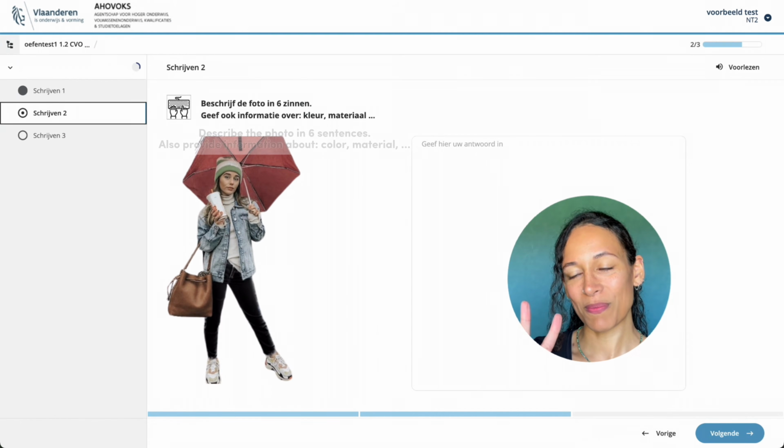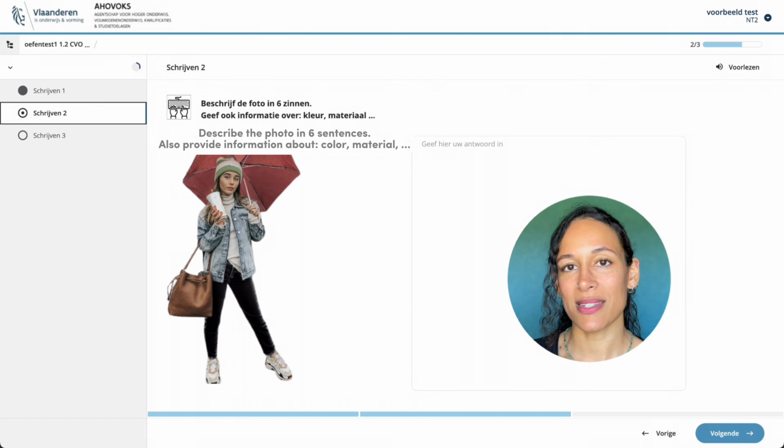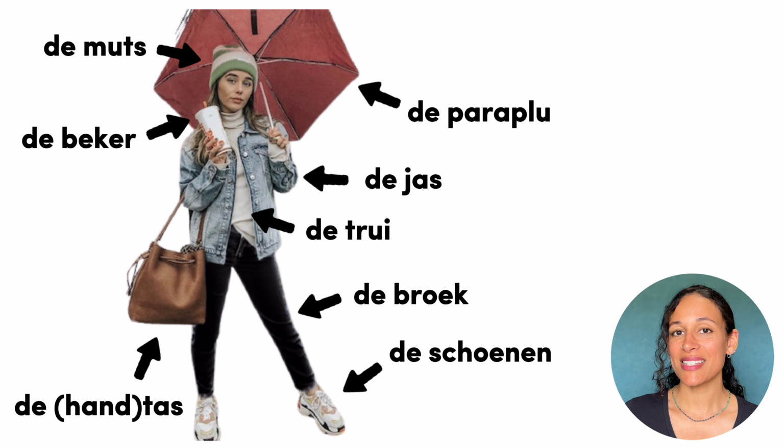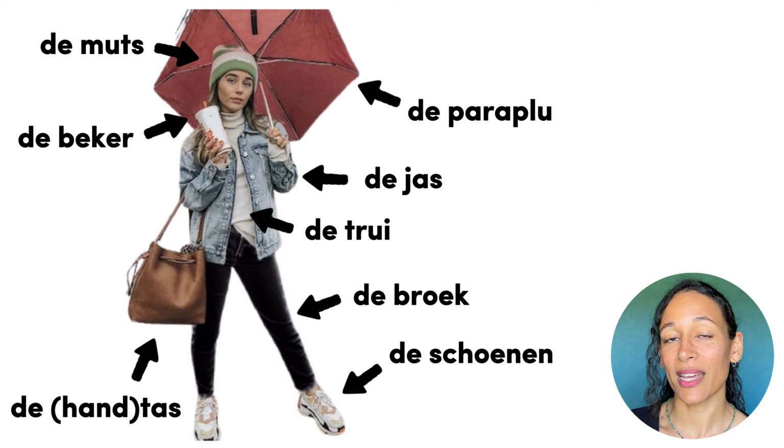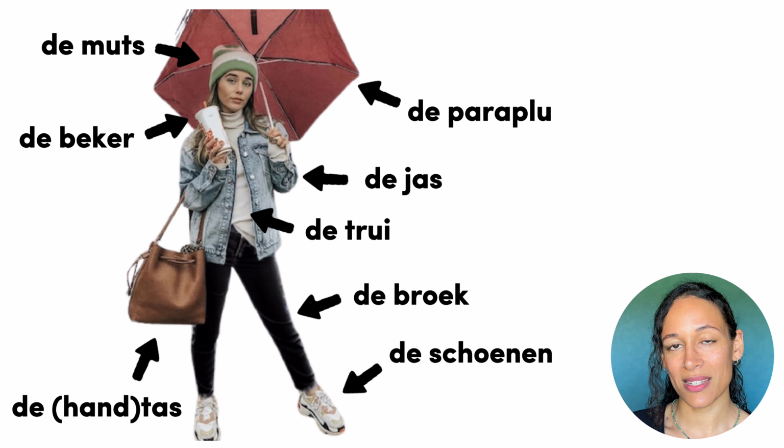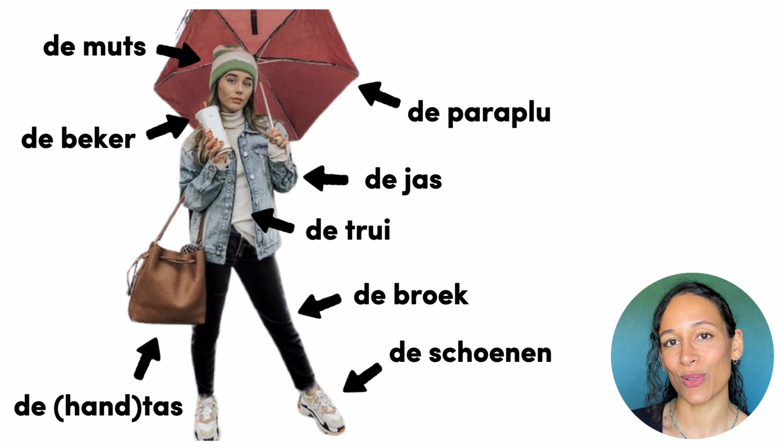Vraag 2. Beschrijf de foto in 6 zinnen. In this image I see the following items. And I also see her hair, which is long and blonde. Ze heeft lang, blond haar. So there are 8 to 9 things you can describe, but you only need 6 sentences. So that means you can pick the 6 things that are easiest for you to describe.